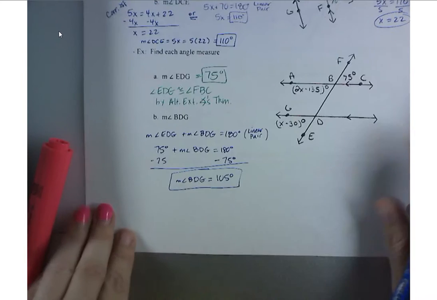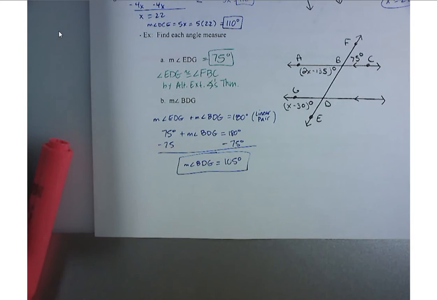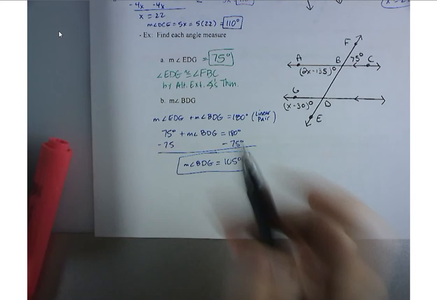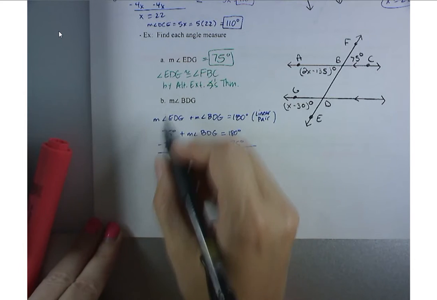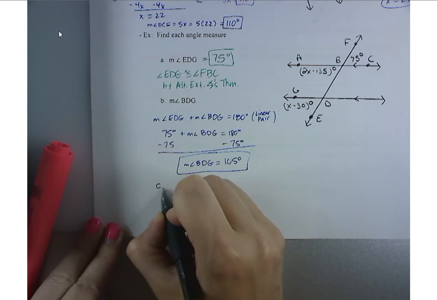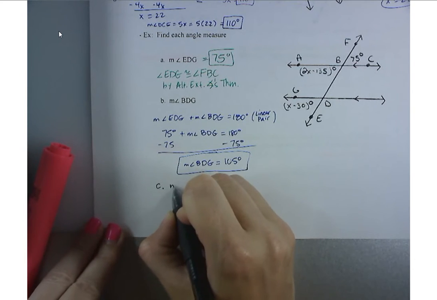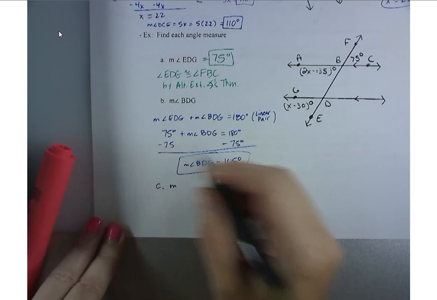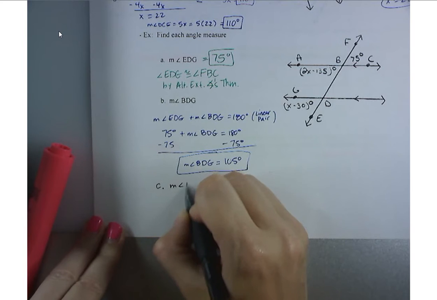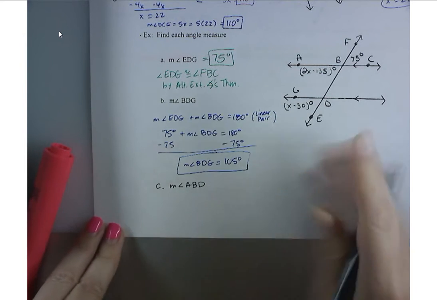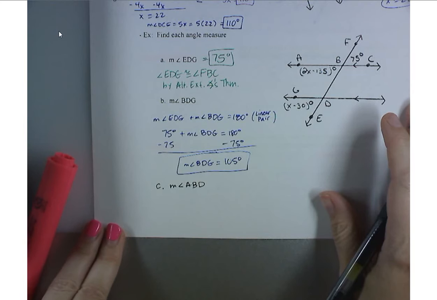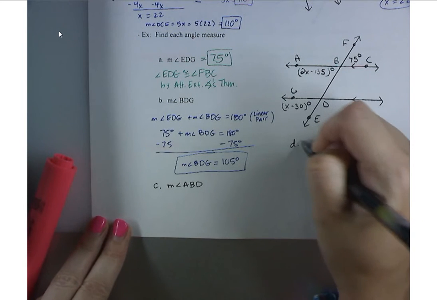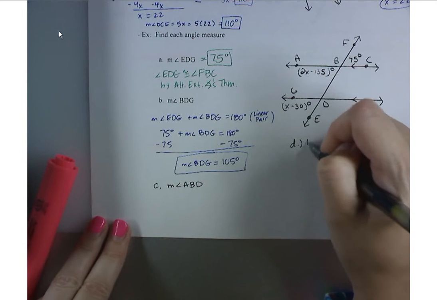Okay, I'm going to add a couple more of those in for you. You're welcome. So C, there's A, there's B. For C, I want you to find the measure of ABD. And for D, I want you to find the value of X.